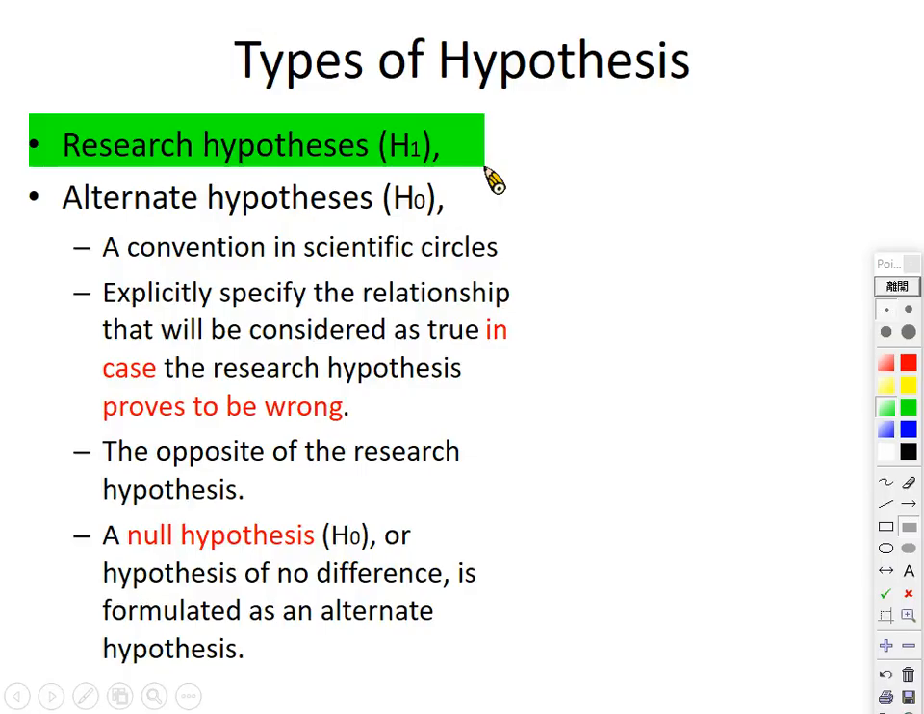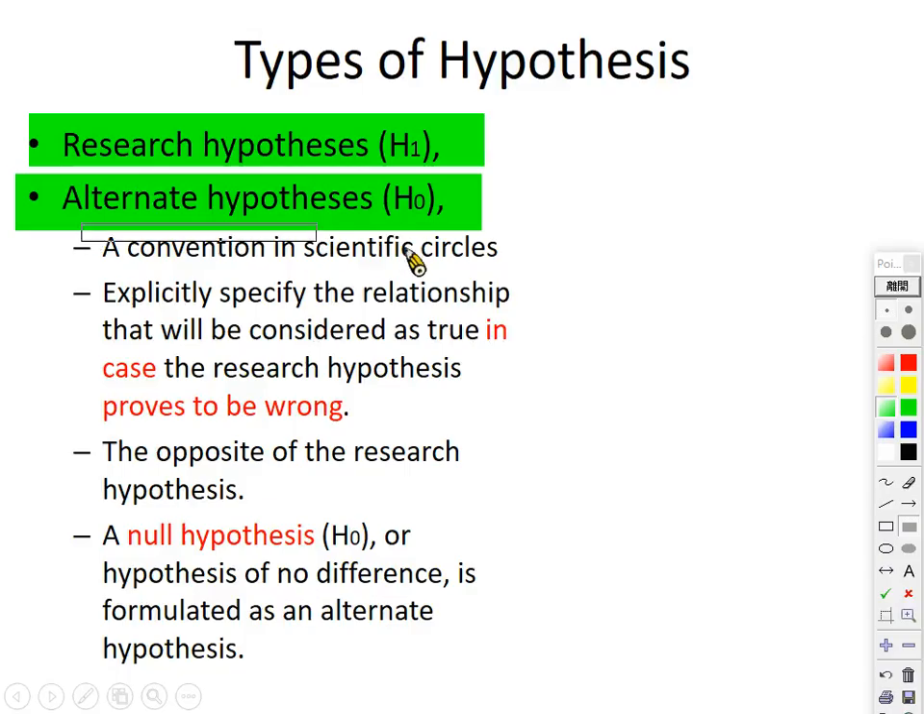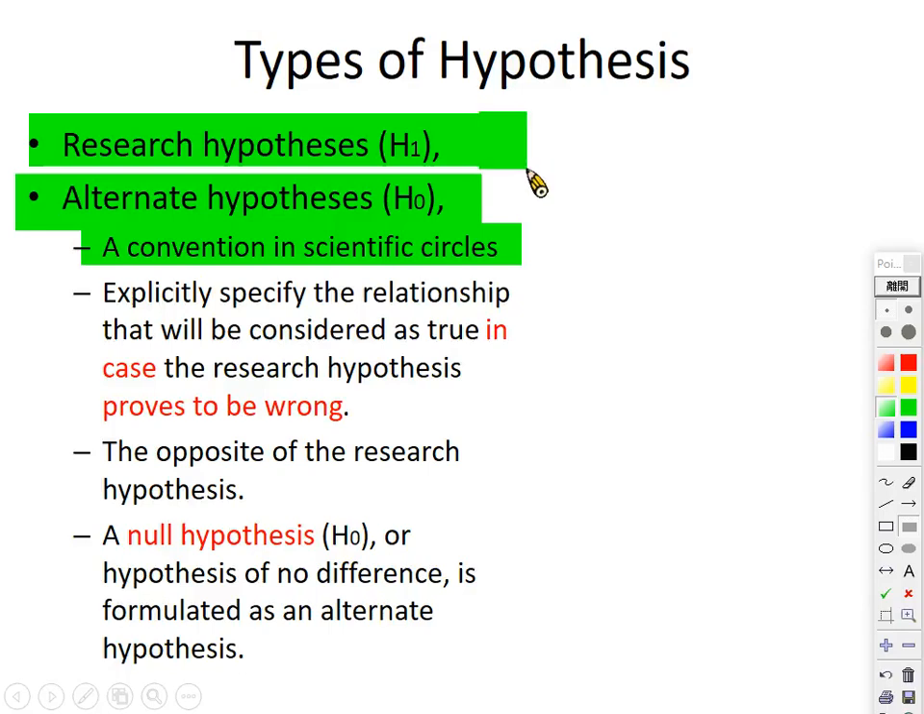But in the scientific circle, we use the alternate hypothesis, and we have an H0. This is a convention in our scientific circle. Basically, for example, the average age of male students in this classroom is older than that of the female students in the classroom, right? So basically, this is older. This is a research hypothesis we have.